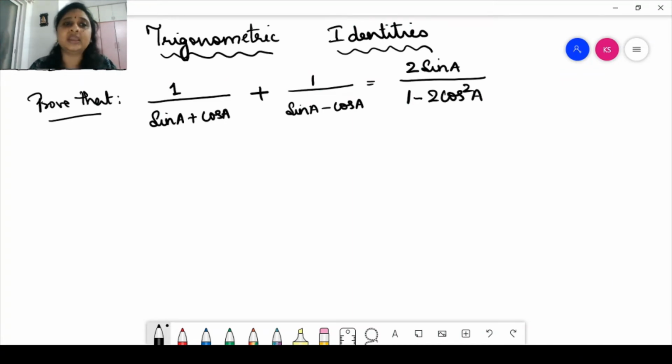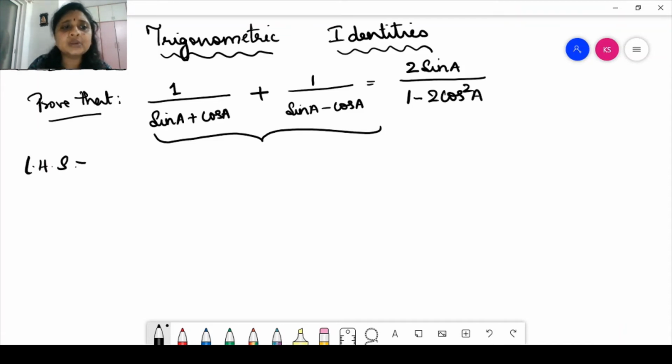Let's move on to our next question. We're supposed to prove that 1 by sine A plus cos A plus 1 by sine A minus cos A equals 2 sine A by 1 minus 2 cos square A. Now I prefer to choose my left hand side as usual because I have opportunities to rewrite the terms here, better than on the right hand side. So I'm going to take the left hand side.